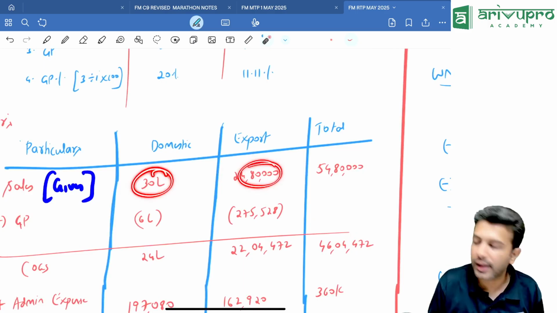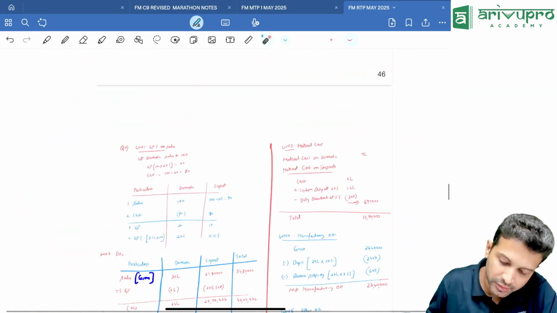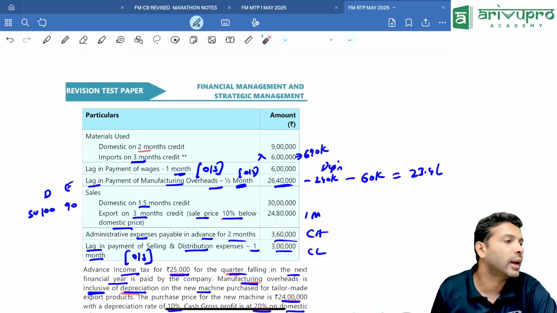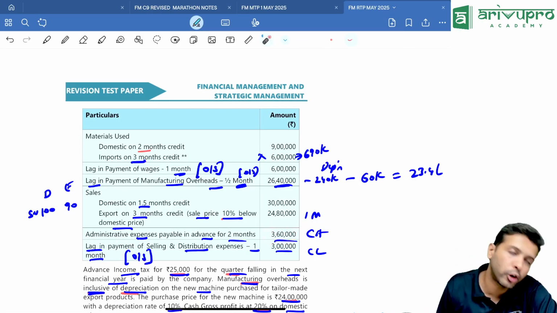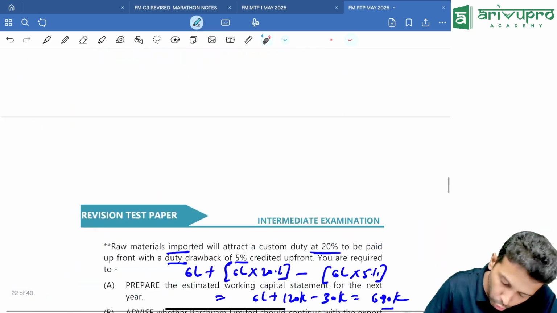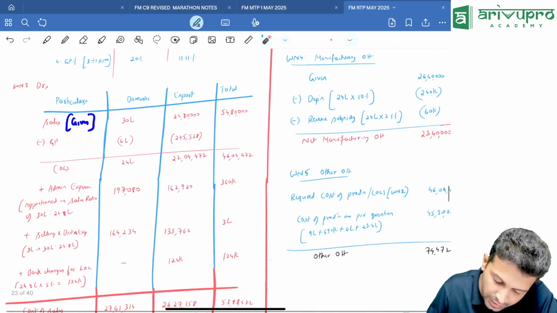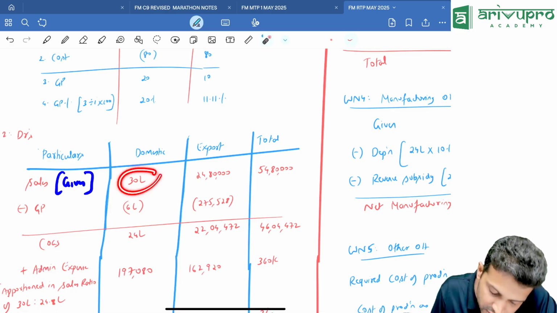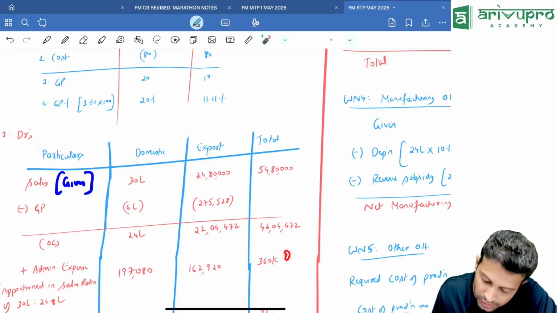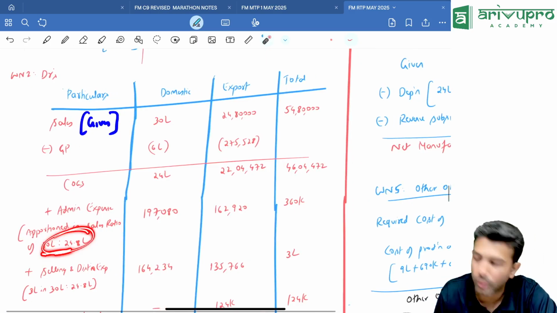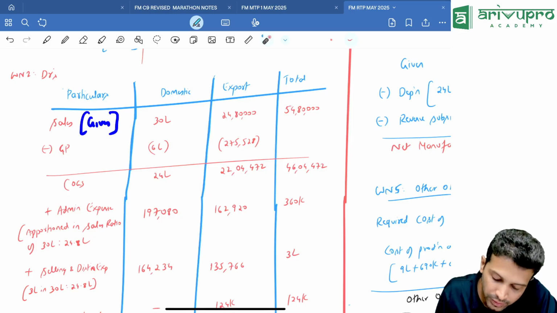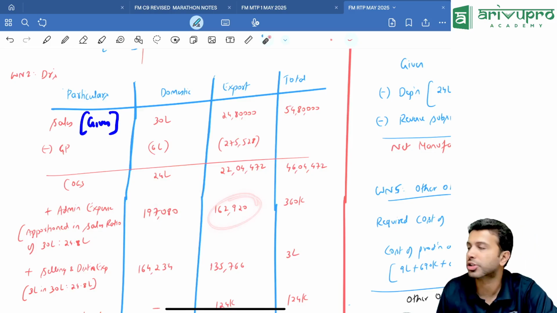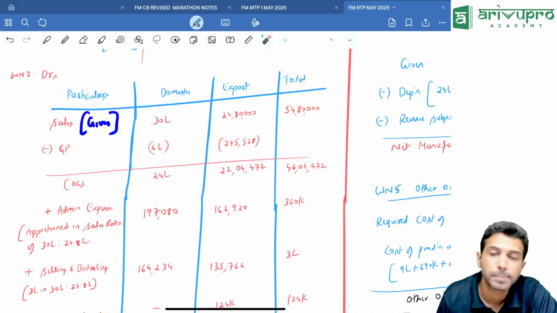What is sales ratio? 30 lakh is to 24 lakh 80,000. What is administrative expense? Check the question they have given. Administrative expense is how much? 3 lakh 60,000. This admin expense is only for domestic, only for export or both? Both. You have to split using what ratio? Sales ratio of 30 lakh is to 24 lakh 80,000. So 3 lakh 60,000 you apportion in that ratio. When you calculate, you will get 1,97,080 apportioned for domestic, balance is apportioned for export. Till here okay now? Yes sir.